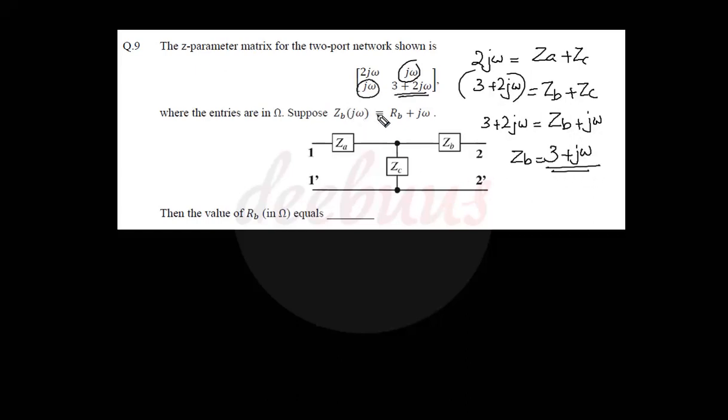right? And in the question it is marked as ZB j omega equal to RB plus j omega, and we have to calculate RB in ohm, right? So RB turns out to be 3.